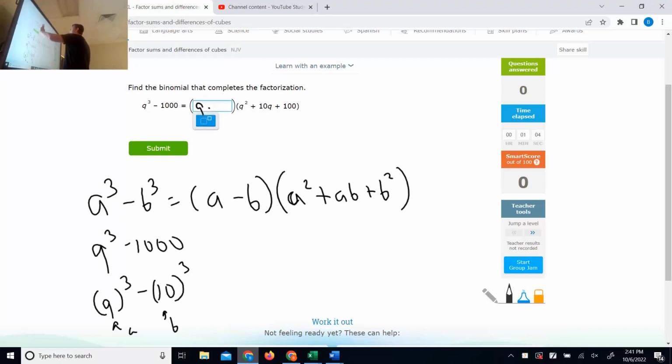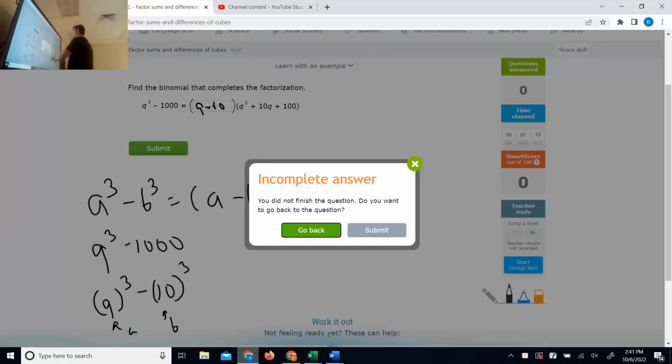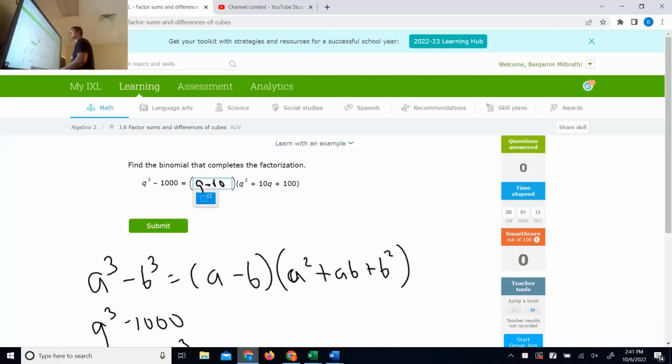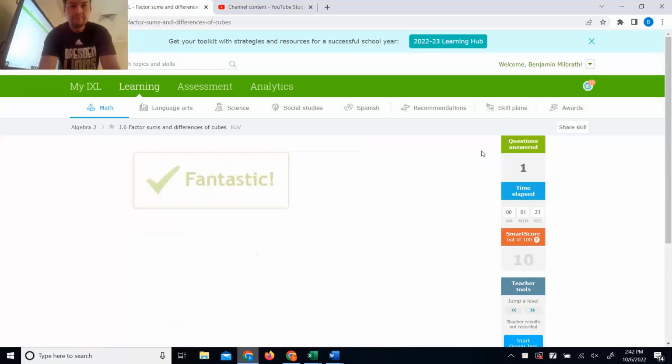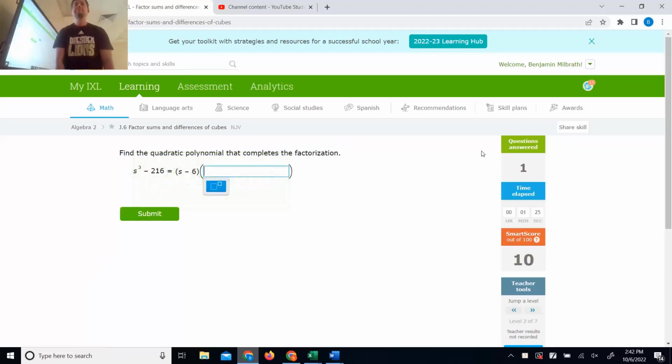I wonder if I can do that right up here on the board. Did it recognize it? Q minus 10. Oh, nope, go back. I have to actually type. It does not recognize it. So I'll type that in. Q minus 10. Fantastic.